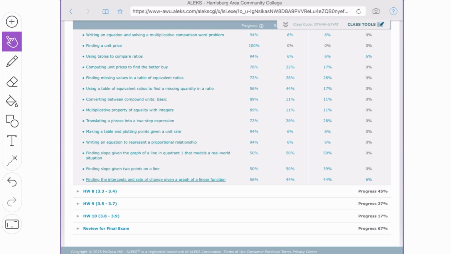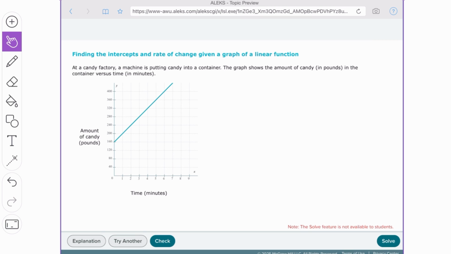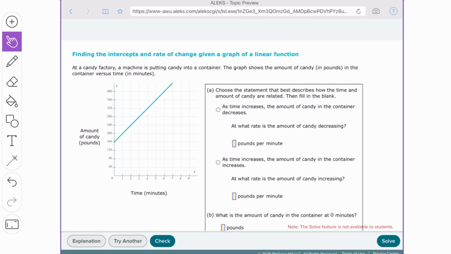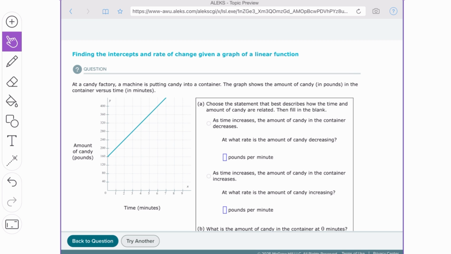So I'm going to choose finding the intercepts and the rate of change given a graph of a linear function. I think this deserves a little bit of an explanation. You see the line, you see the graph, you see on the x-axis we have time in minutes, and the amount of candy in pounds is on the y-axis. And then you have to choose a statement that fits the scenario.